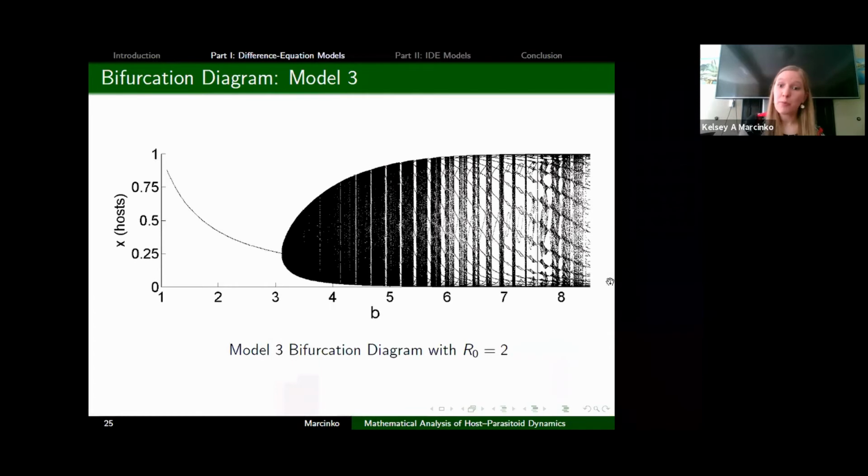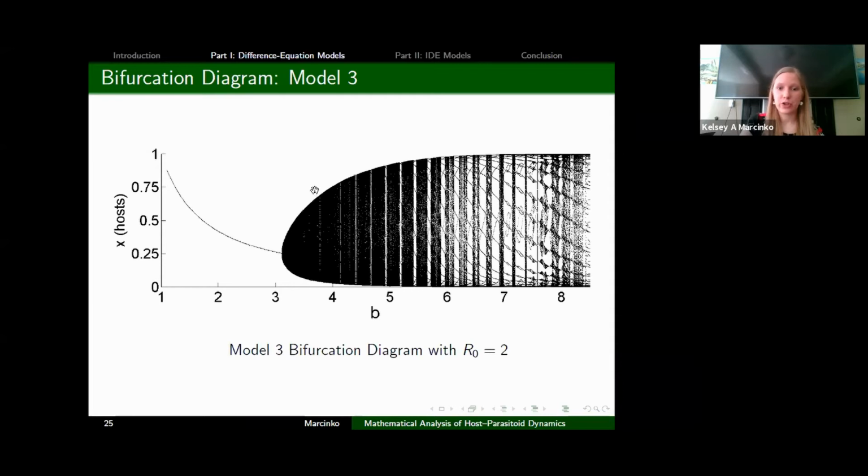looking at it from another perspective, if we look at a bifurcation diagram, we have hosts on this axis and our B, or our clutch size parameter, on this axis. As we increase B for a fixed R, we see that we start out with the x coordinate of the coexistence equilibrium stable, and it's decreasing in size. This is where what's called a Neimark-Sacker bifurcation occurs, which is that transition from the equilibrium to the invariant circles.